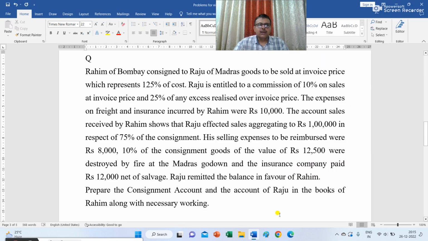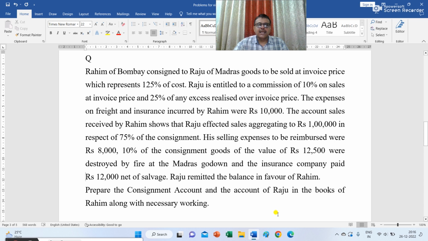Rahim of Bombay consigned to Raju of Madras goods to be sold at invoice price which represents 125% of cost. Raju is entitled to a commission of 10% on sales at invoice price and 25% of any excess realized over invoice price. The expenses on freight and insurance incurred by Rahim were rupees 10,000. The account sales received by Rahim shows that Raju effected sales aggregating to rupees 1 lakh in respect of 75% of the consignment. His selling expenses to be reimbursed were rupees 8,000.